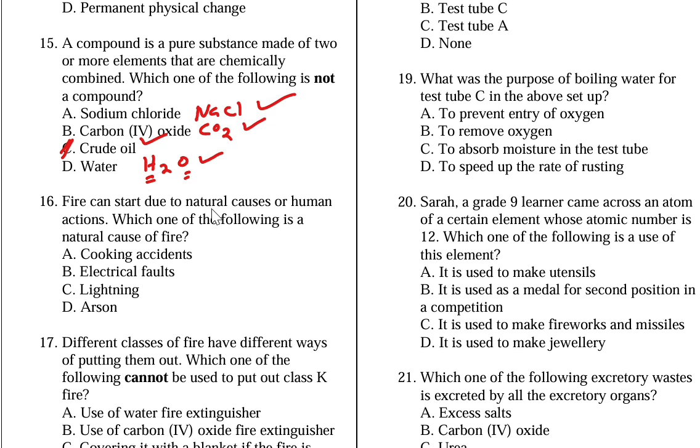Fire can start due to natural causes or human actions. Which one of the following is a natural cause of fire? Cooking accident, electrical faults, lightning, arson. Which one do you think is a natural cause of fire? To start with, it is not cooking accident. This is a human-related cause. Even electrical faults, this one is human-related. And even arson, this is human action. It is intentional, setting a fire on purpose. So natural cause is lightning, and therefore the answer is C.